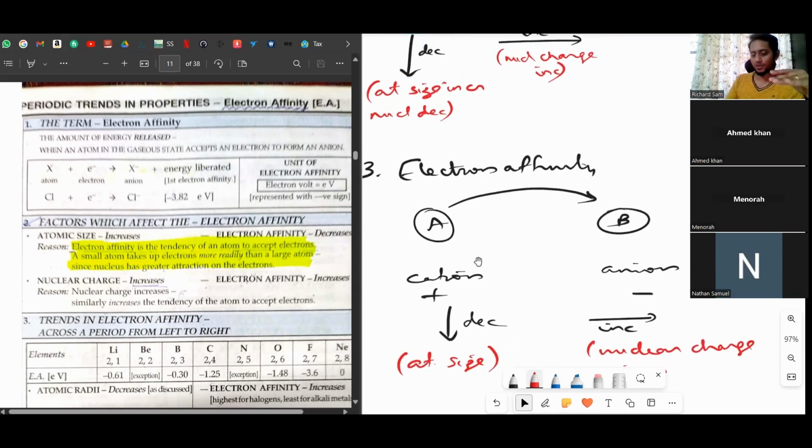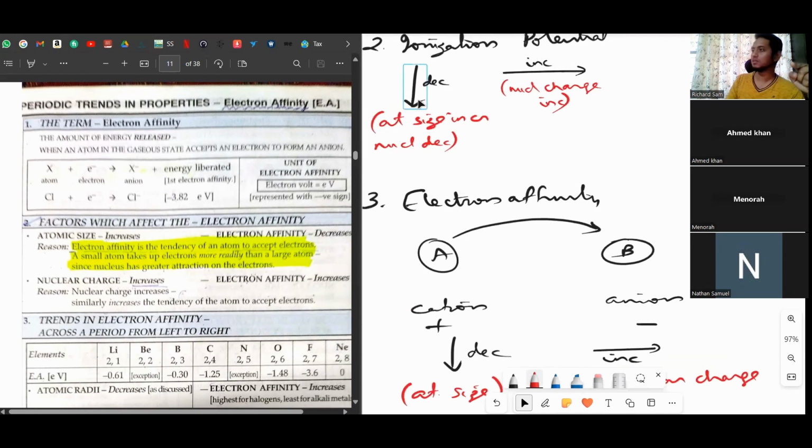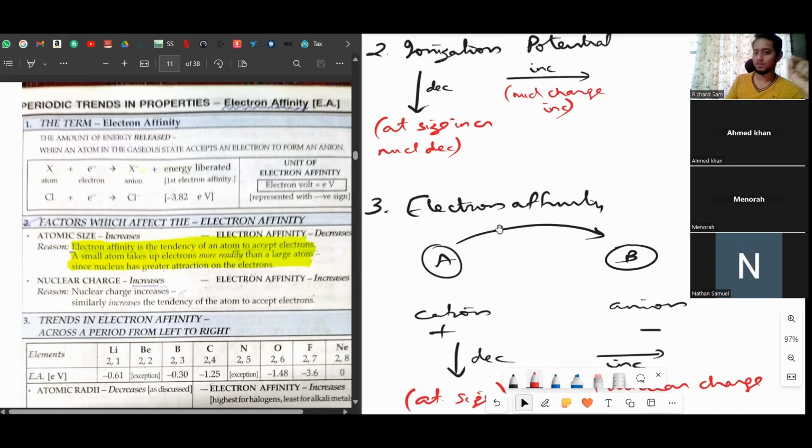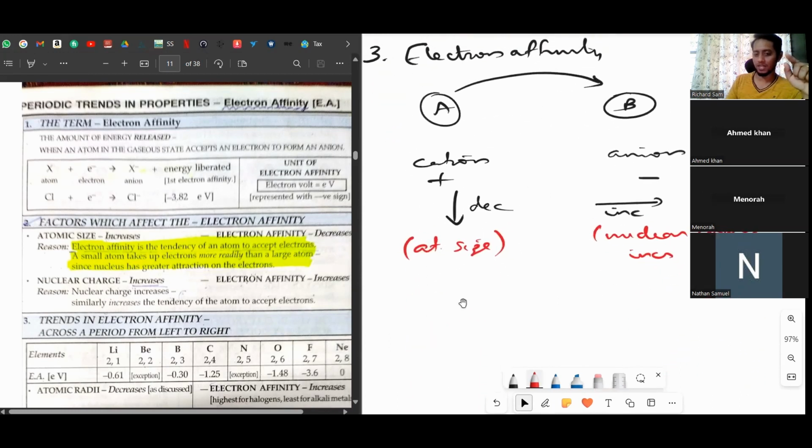It's the same for all that we're going to see next. It's going to be the same. As you go down, decreasing. As you go to the right, increasing. Okay, for ionization potential, for electron affinity, and even for the next one.